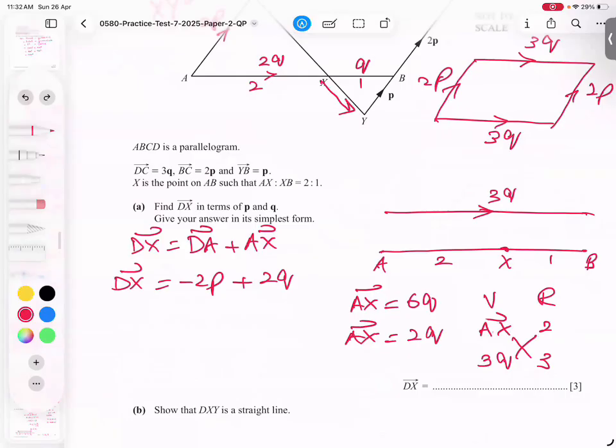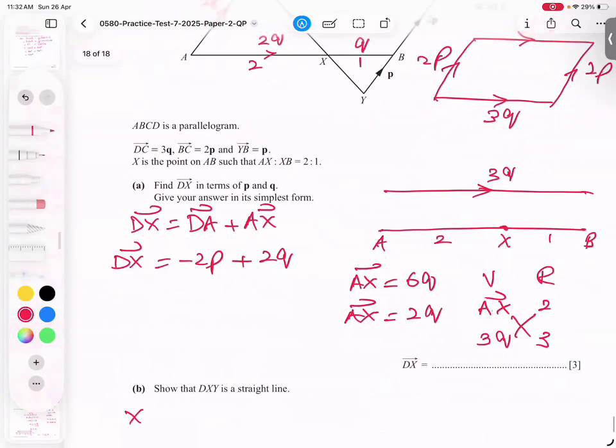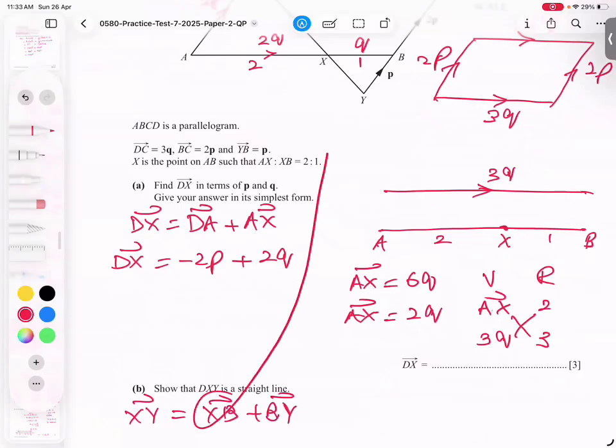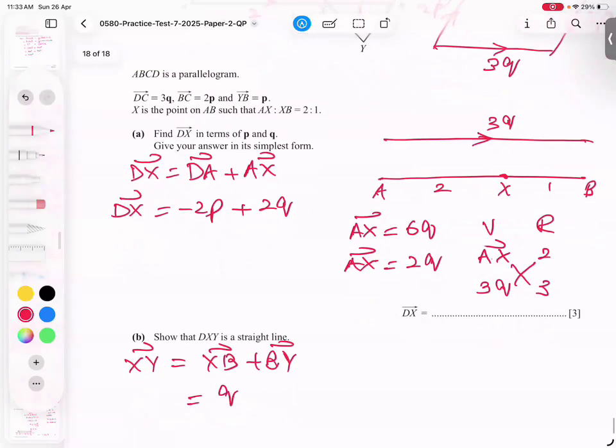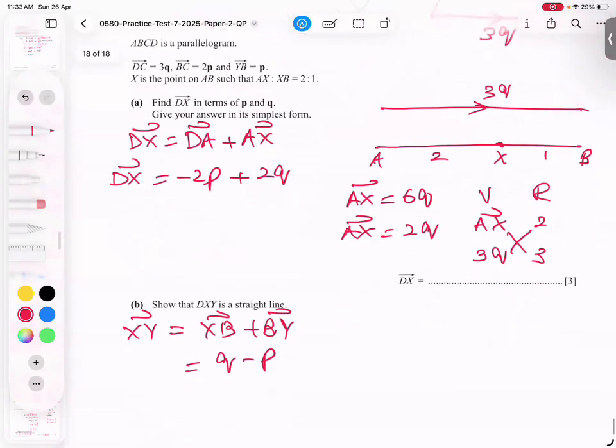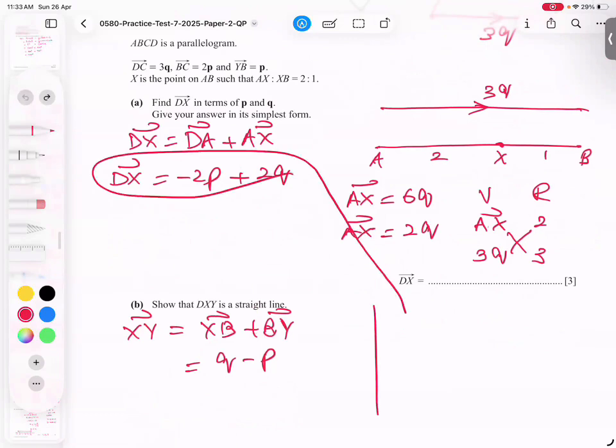XY path is so simple, X to B, B to Y. I'm writing now here, XY is equal to X to B and B to Y. And X to B is q, and this is negative because I'm going this way and this is coming downwards. So q and negative p. Correct, okay. And now, students, I'm going to connect them. How to do it? The upper vector has bigger numbers as compared to this one, so I'm using the upper vector now.